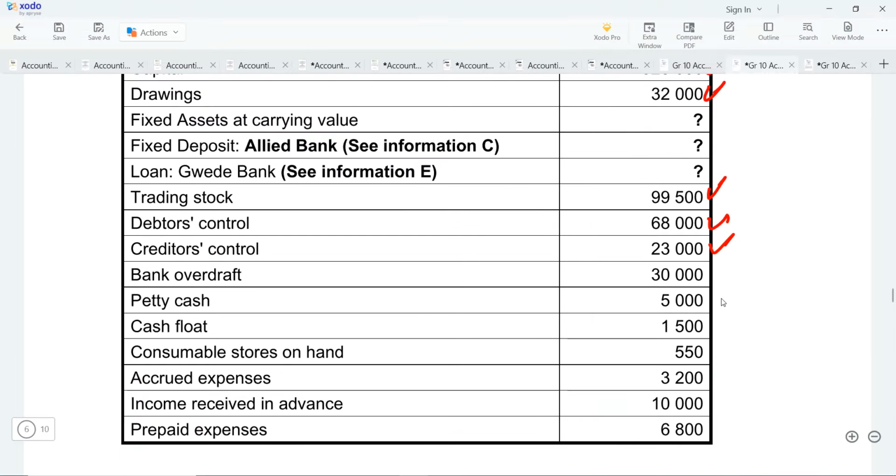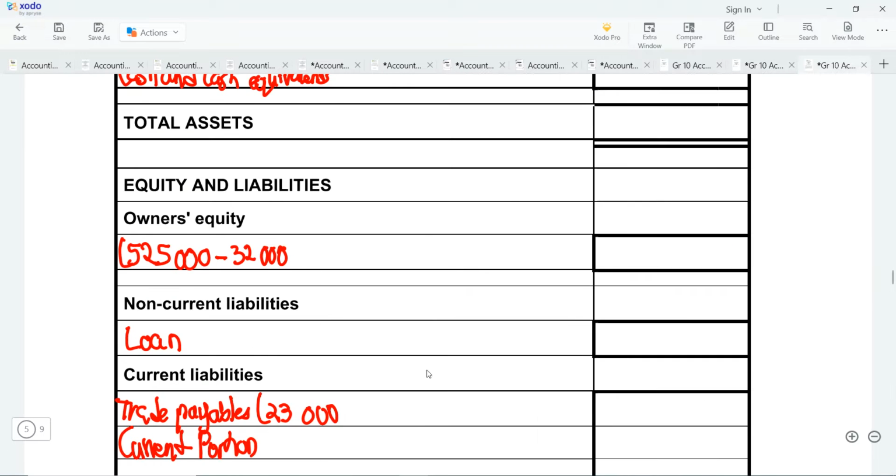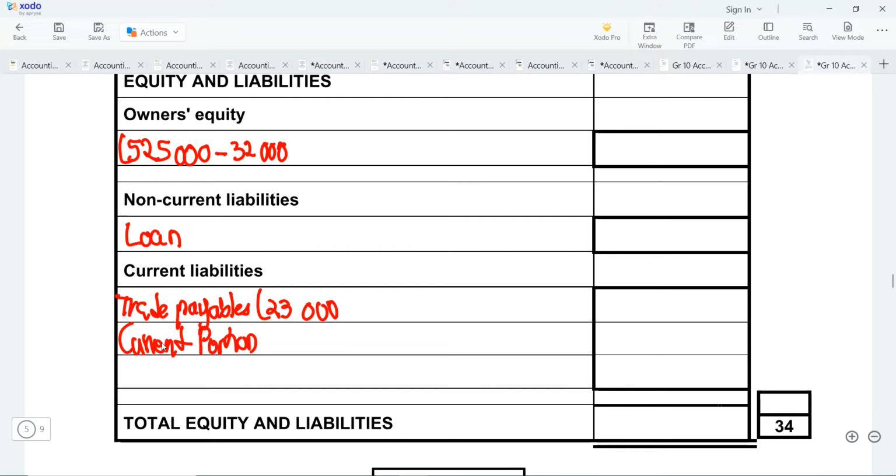Then we have the bank overdraft. Remember, I said the bank overdraft must be shown on the face of the balance sheet. So the bank overdraft is 30,000. We're going to show it here, bank overdraft, and then we write that 30,000.